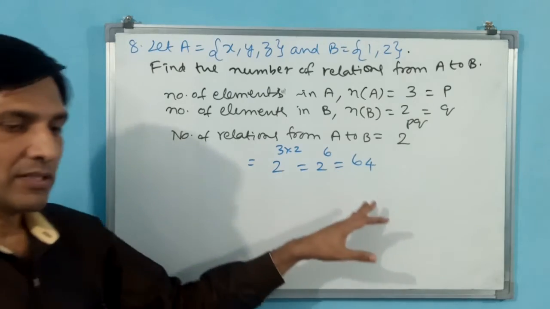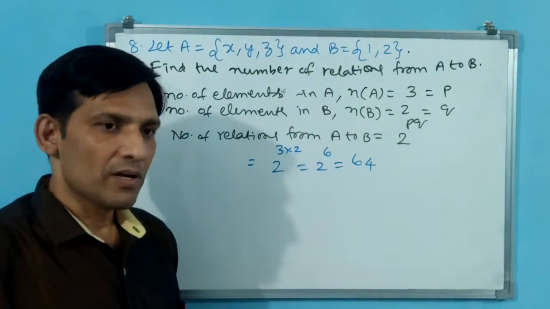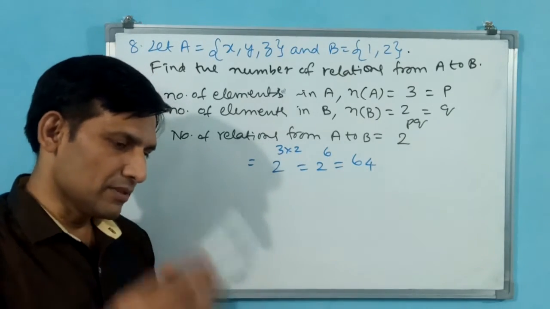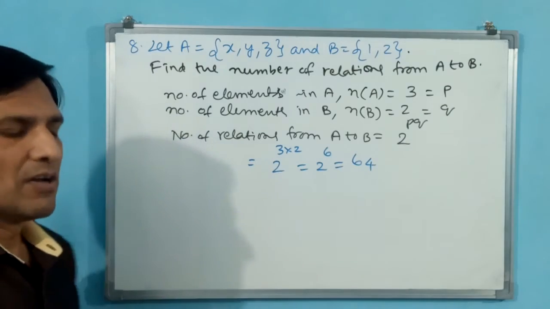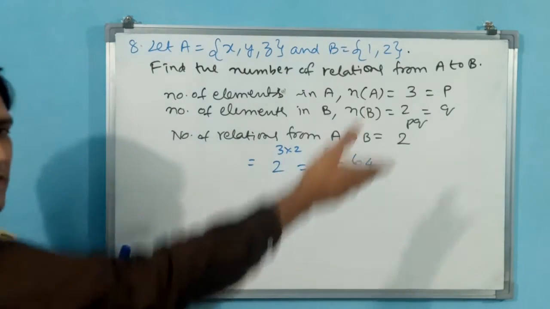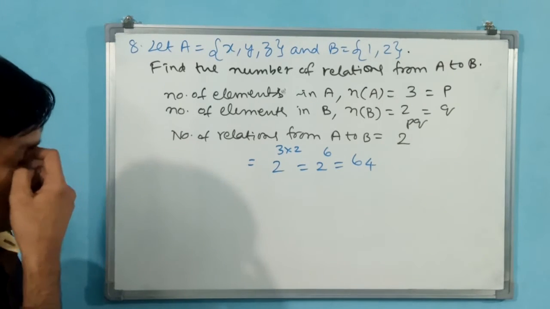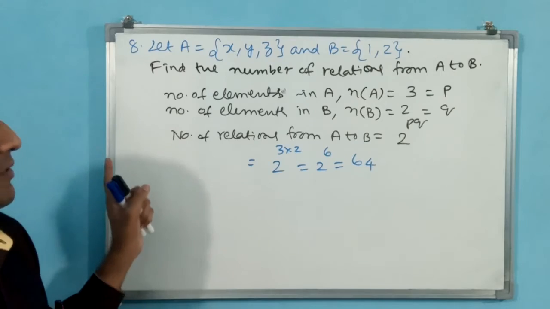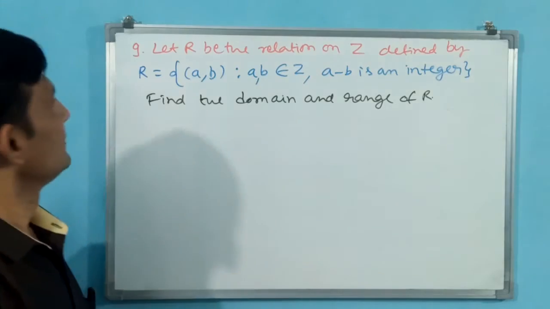Number of relations, and even Cartesian products, subsets of Cartesian product are also the same. If you make the Cartesian product, afterwards if you make subsets, automatically 2 power something will come. Subsets, okay? That will be your answer. Now, shall we go for the 9th question? That may be the last question.